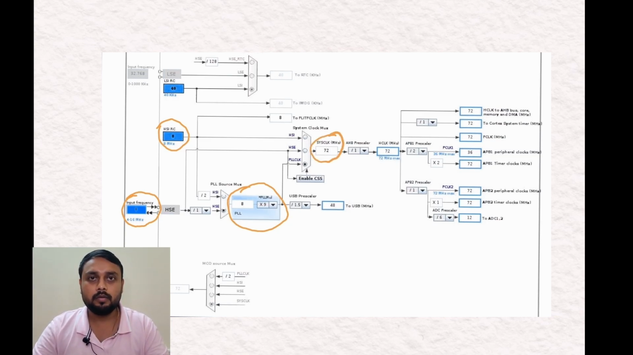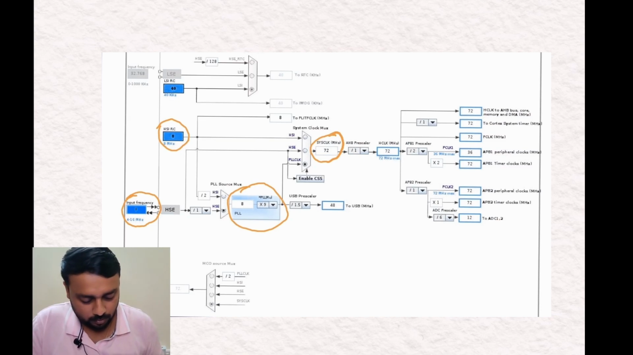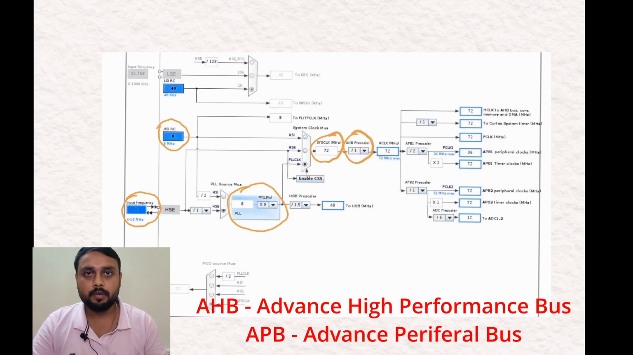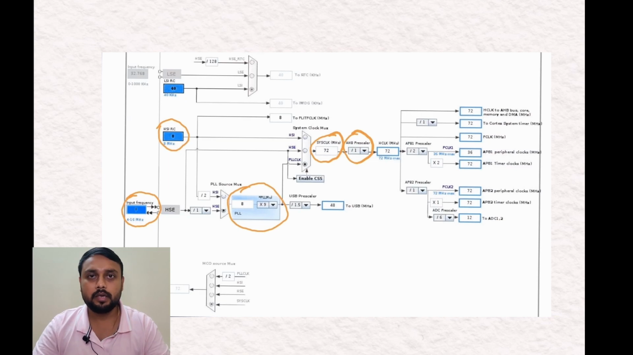From this clock only, all the clocks will be distributed to different peripherals. From the system clock, if you see, it will go to the AHB, Advanced High Performance Bus. So in the microcontroller, everything is connected to a bus. All the peripherals, all the devices are connected to a bus. And to enable that particular device, you need to enable the clock of that bus.